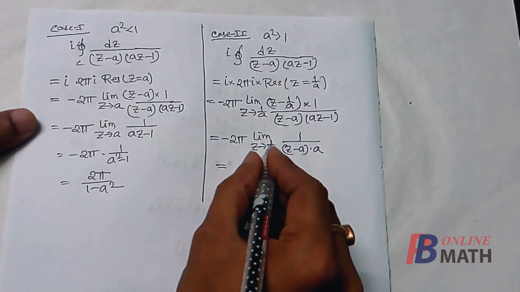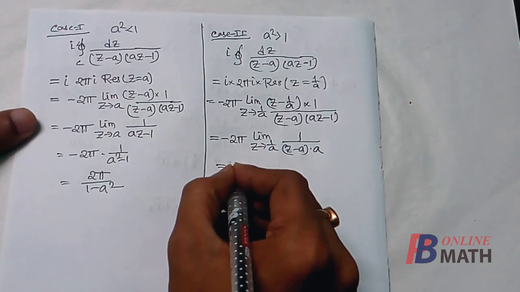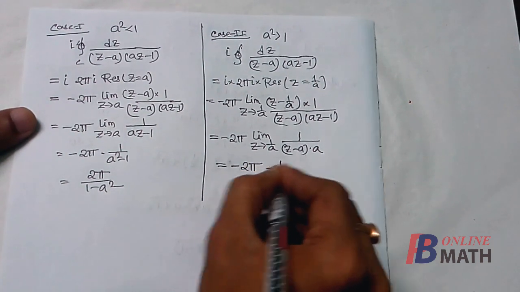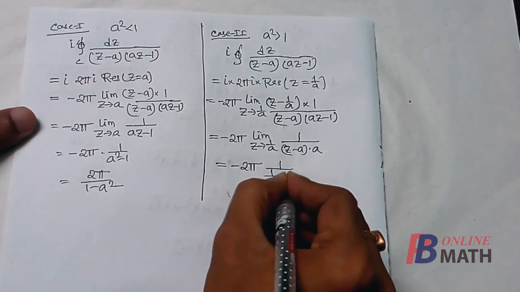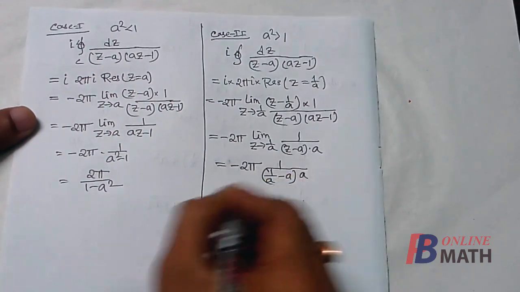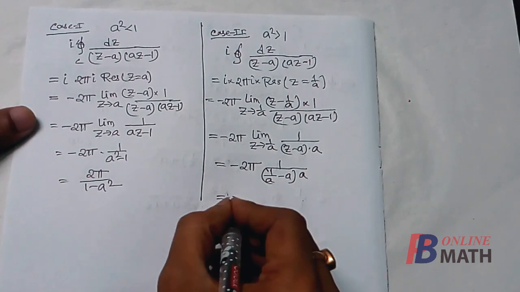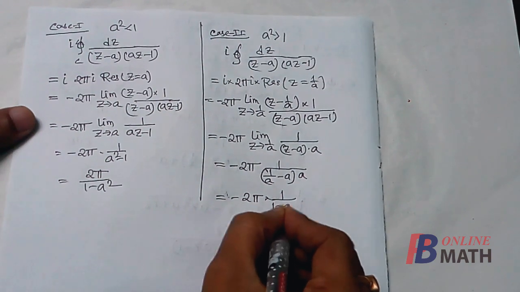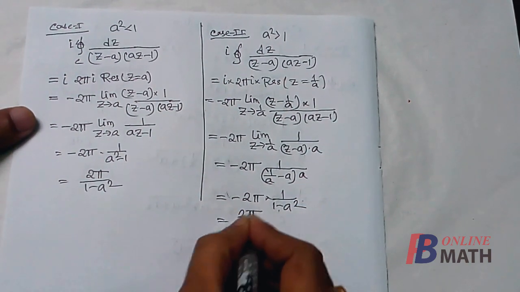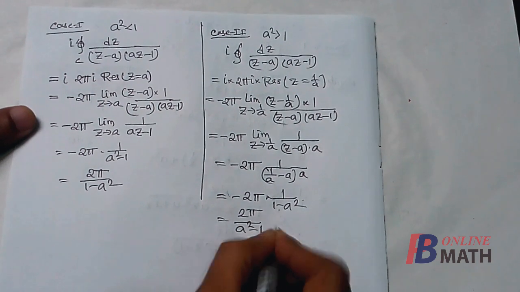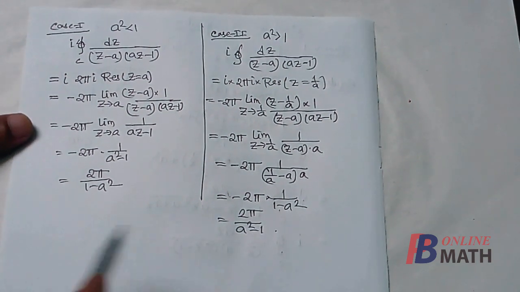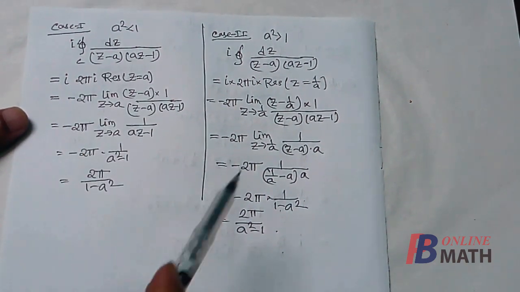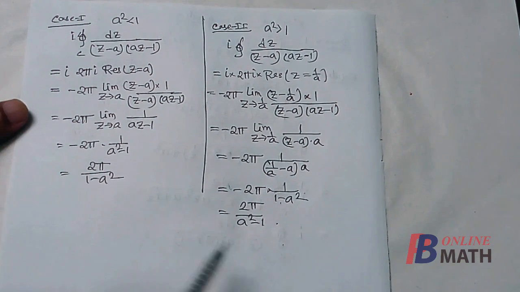Now replacing z equal to 1 by a, we find that this is minus 2 pi times 1 by (1 by a minus a) multiplied by a, and after the simplification it becomes minus 2 pi multiplied by 1 by 1 minus a square, which is 2 pi by a square minus 1. So these are the values of the integral. If a square is less than 1, then this is the value of the integral, and if a square is greater than 1, then this is the value of the integral.